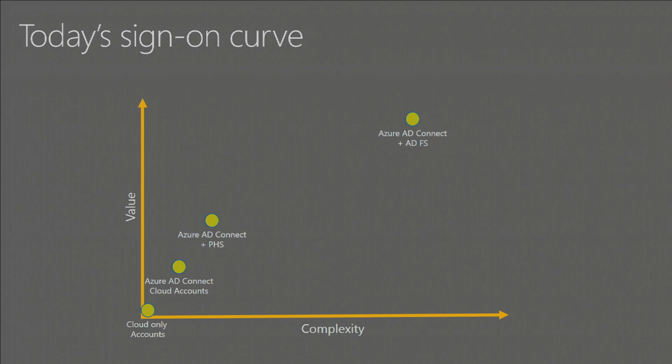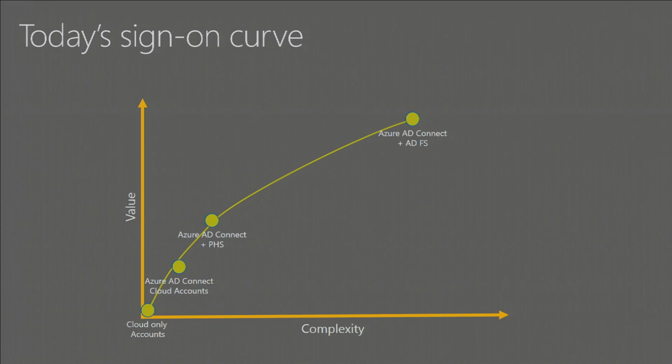And today there's a big jump to get to true single sign-on, where the corporate users who are on domain joined machines get single sign-on to their accounts, and that's done through ADFS today, or some other federation server. But it's a lot of complexity, a bunch of servers in the DMZ, a bunch of servers internal, and it adds a certain amount of complexity, but at great value for the end users, especially those on the corporate network. So the curve is kind of stretched today.